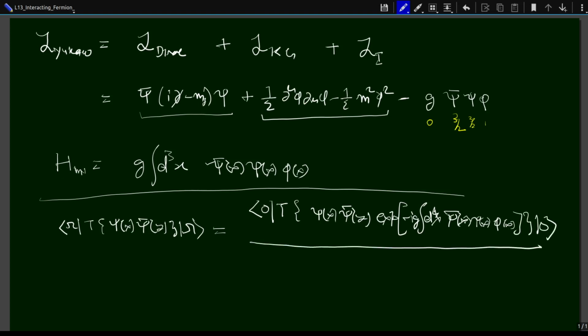So all the psi's appearing on the right hand side are the interaction picture fields, and all the psi's appearing on the left hand side are the Heisenberg picture fields. I'm writing the Heisenberg label explicitly, but whenever I'm not writing anything, that means it is the interaction picture field. And this is divided by the vacuum expectation value of the time ordered product of exponential of minus i g integral d^4x psi bar psi phi, all functions of x. So this is what we have.